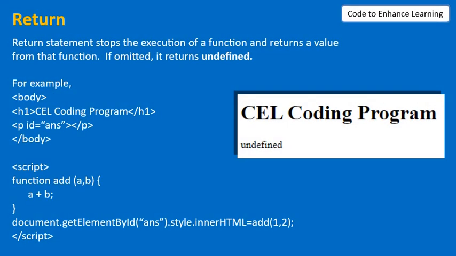Return statement in JavaScript. The return statement is an integral part of our function. Let's know why. The return statement stops the execution of a function and returns a value from that function. If omitted, it returns undefined. In the given example below, as we can see, the return statement is removed. On removing the return statement, our web page shows undefined instead of the sum. This is how a return statement works.